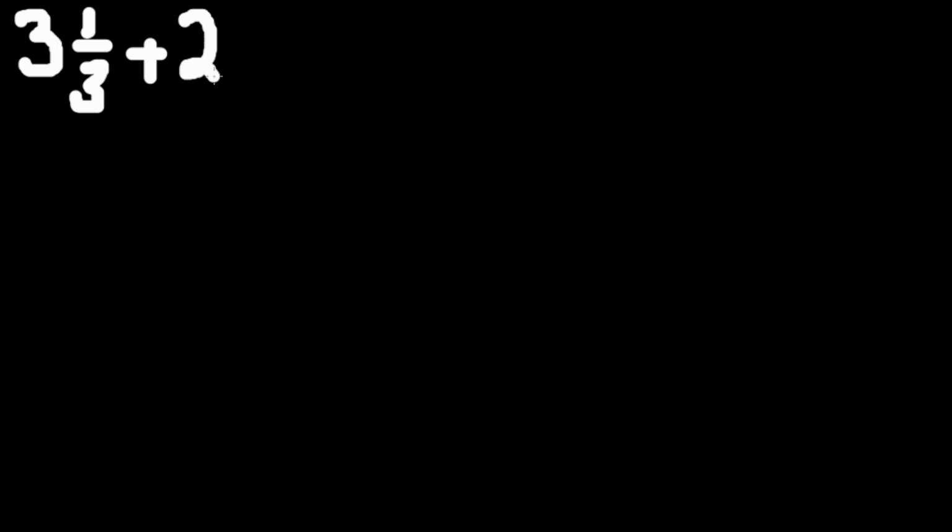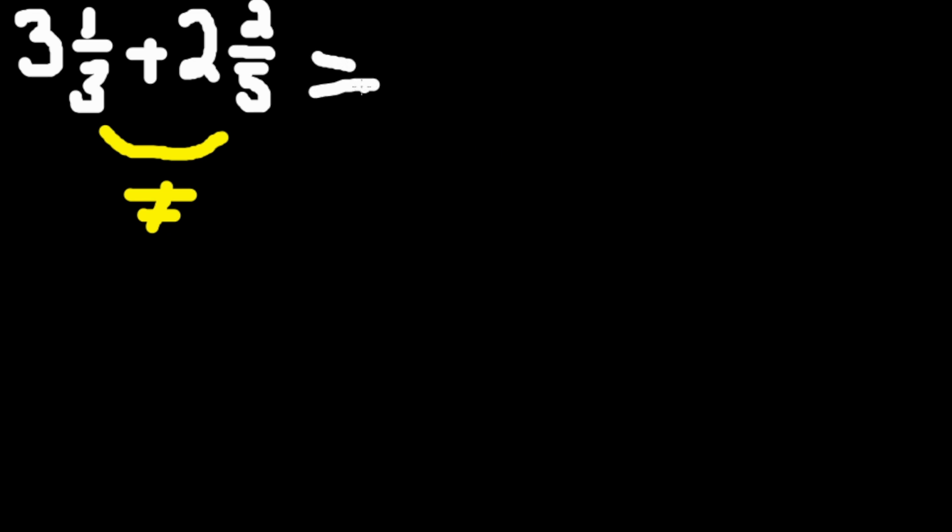Now, our last example was very easy, so we're going to do a little harder one by making the denominators not equal. So we have 3 1/3 plus, this is the very shocking part, 2 and 2/5. As you can already see, these two denominators are not equal. We can work that out as we go.